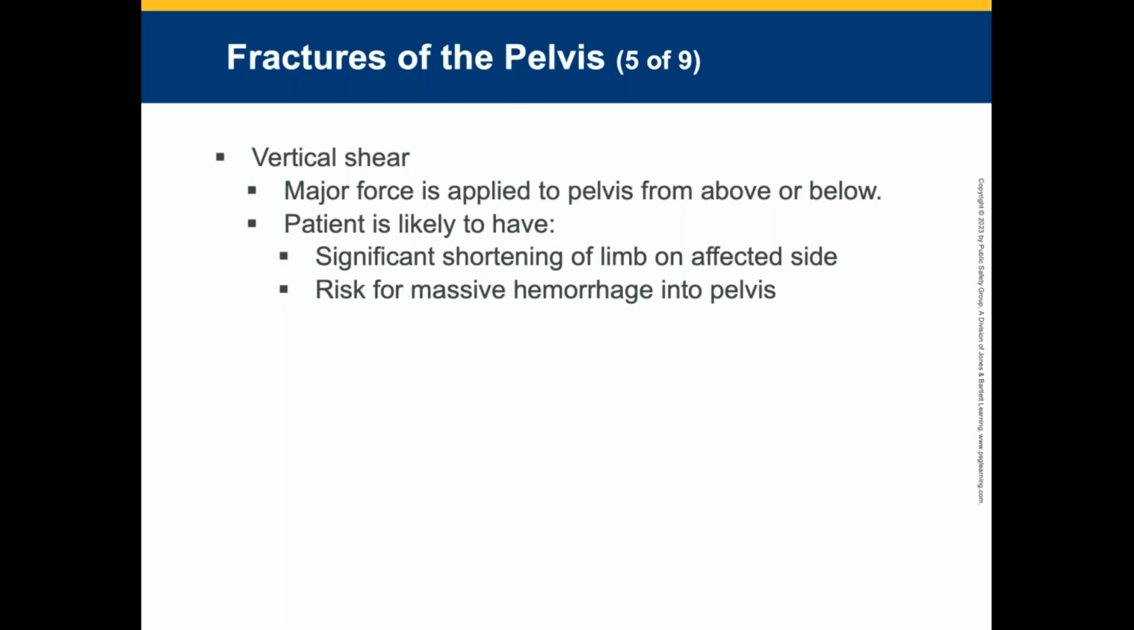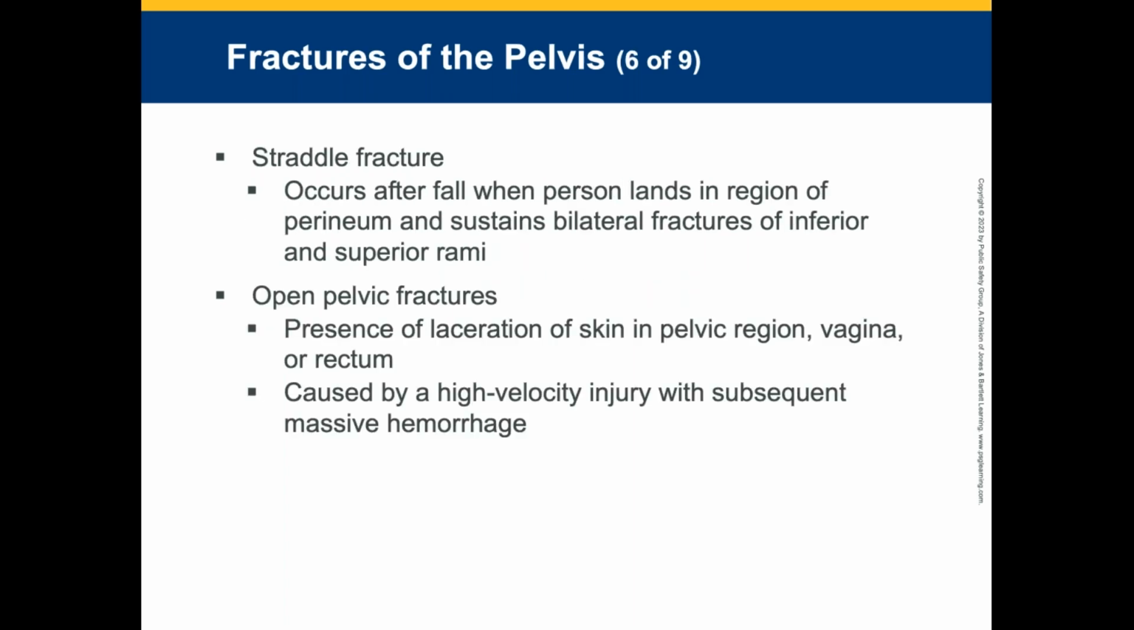So vertical shear is a major force applied to the pelvis from above and below. From landing, forces transmitted through the legs to the pelvis lead to complete displacement of one or both sides of the pelvis towards the head. The patient is likely to have significant shortening of the limb on the affected side and is at risk for massive hemorrhage into the pelvis, with that shearing potential of the femoral artery.